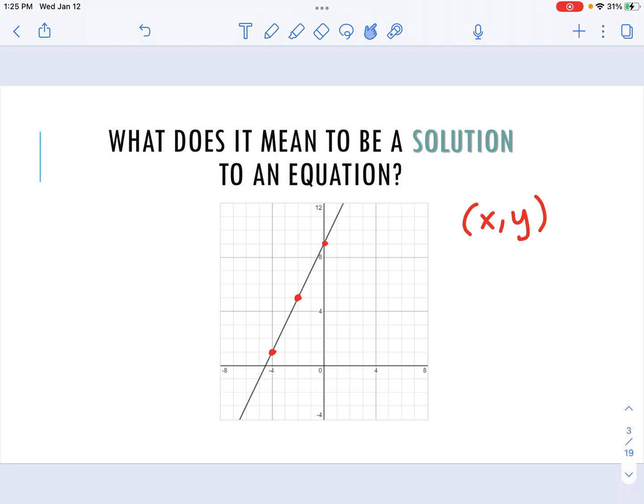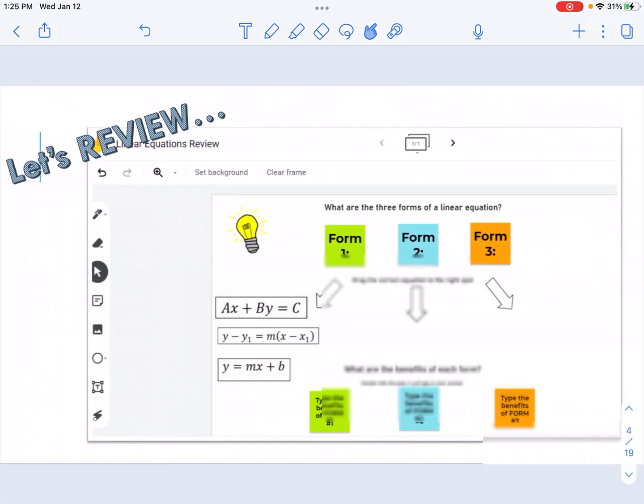Utilizing this idea of a solution, today we're going to move forward into understanding how to solve systems of linear equations. Before we begin, though, we do need to review a little bit about what we know about linear functions. So I'll ask you in a moment to pause the video and access the Jamboard that's located on Google Classroom and identify the three forms of the linear functions. So go ahead and pause the video, access the Jamboard, fill in the three forms on the post-its, drag the correct equation to the right spot, and then identify what's the benefit of each linear function form by typing on each respective post-it. When you're ready, unpause the video and we'll continue with the notes.